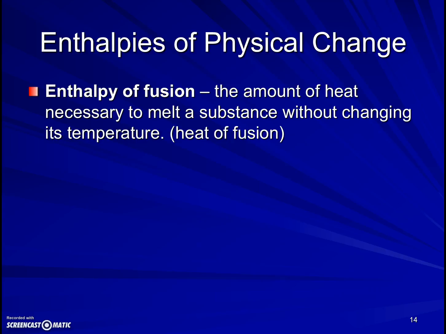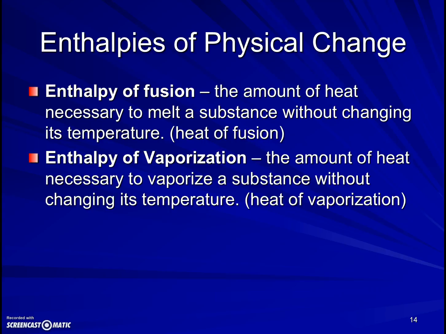Now, if we look in the back of the textbook, there will be several different tables, some of them several pages long each, that give us different enthalpies. The enthalpy of fusion is the amount of heat necessary, these are going to be positive numbers because it's heat being put in, to melt a substance without changing its temperature. So for water, this would have to be done at 0 degrees. For gallium, it would have to be done at 30-some degrees, which is the temperature at which gallium melts. But this is the enthalpy that's required, the amount of heat that's required to melt a substance.